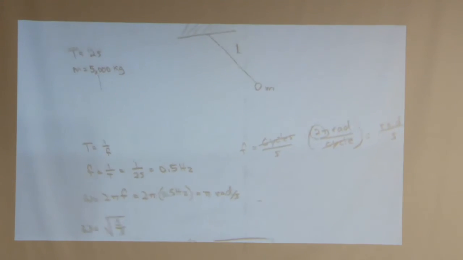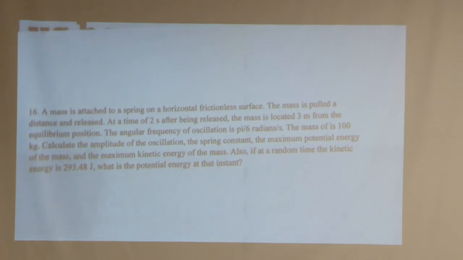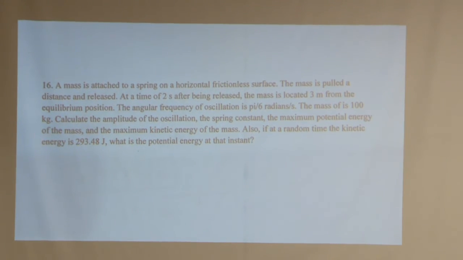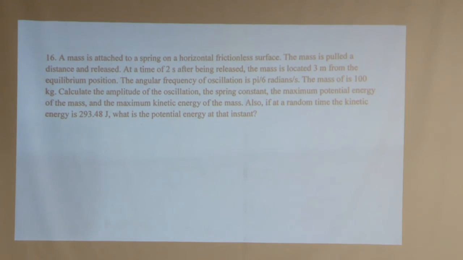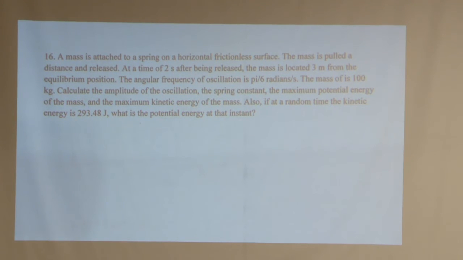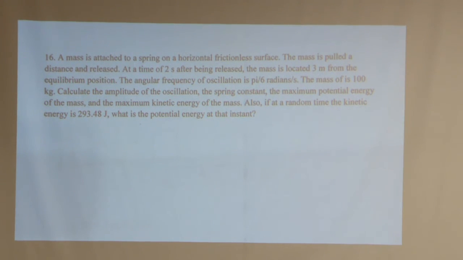All right. So this is our second oscillating system. We have a spring. It's attached to a mass on a horizontal frictionless surface. The mass is pulled a distance and released. At a time of 2 seconds after being released, the mass is located 3 meters from the equilibrium position. The angular frequency is pi over 6 radians per second. The mass is 100 kilograms. And then we're asked to find the amplitude of oscillation, the spring constant, the maximum potential energy, the maximum kinetic energy, and then also if at a random time the kinetic energy is 293.48 joules, what is the potential energy at that instant? All right.